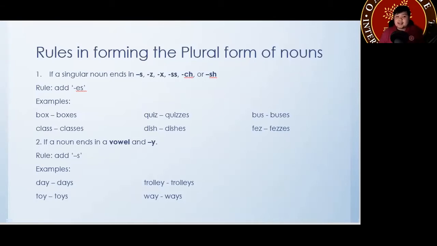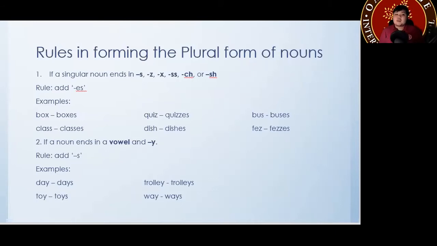Add es. Next, if a noun ends in y, but the y is preceded by a vowel, so it has a vowel first and then y. Example, day. Day is D-A-Y. Before y is a vowel, A. The rule is just add s. So day becomes days. Toy becomes toys. Trolley, before y is an e, that's a vowel. Trolleys. Way, ways. That's rules 1 and 2.